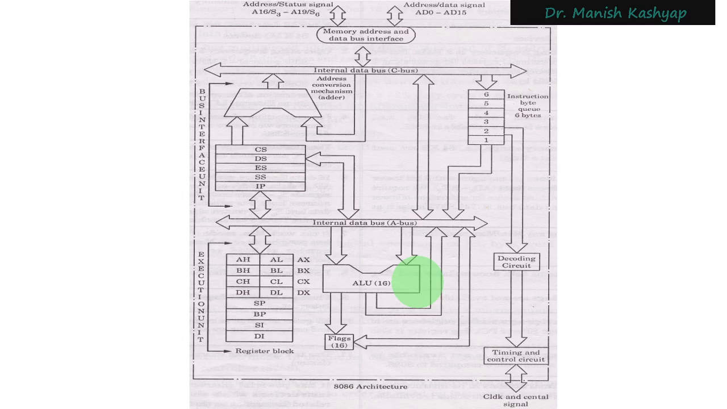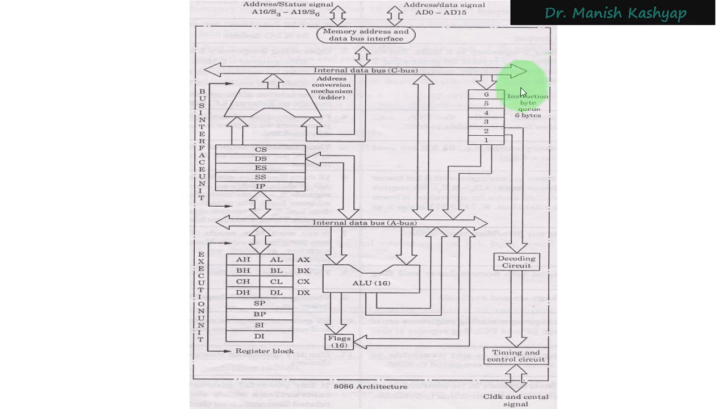So the execution unit should not wait, finishing one instruction before it instructs the external memory to fetch one more byte. It does not work this way in 8086. In 8086, this instruction queue of 6 bytes is there, and this queue usually remains full. And once 2 bytes of it are empty, suppose the first and second bytes are used, the remaining bytes will shift downwards and two locations from here will become empty.